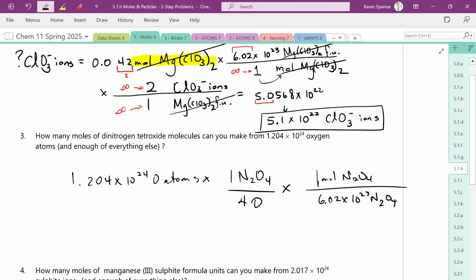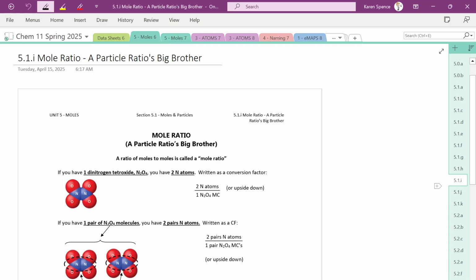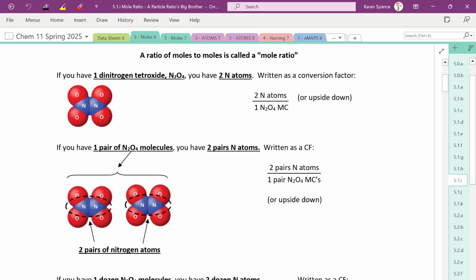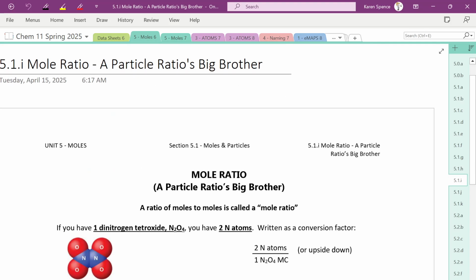All right, friends, we're going to do something a little bit different for a few minutes. We are going to go to 5.1i, which is on page 24. All right, so we are on page 24.